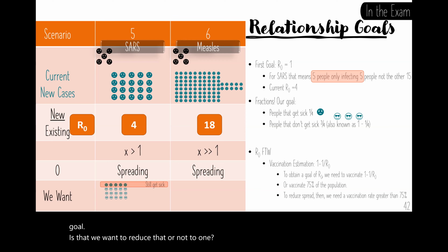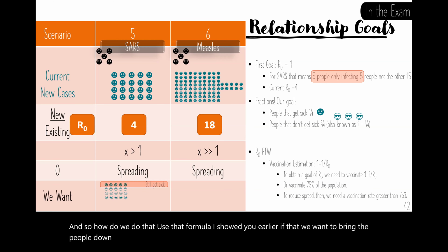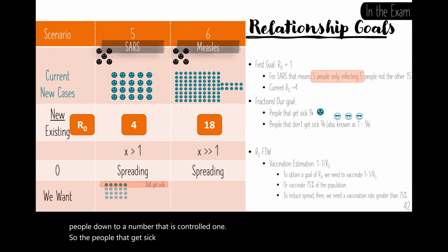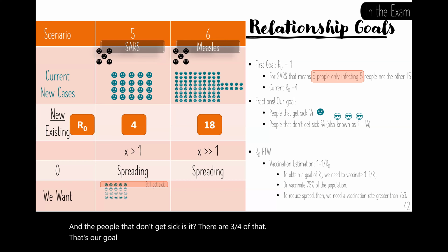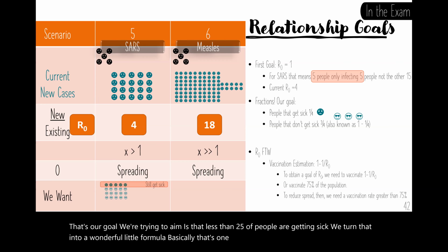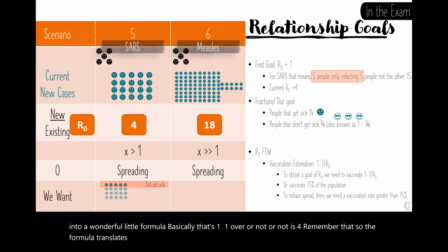And so how do we do that? Let's use that formula I showed you a little bit earlier, where we want to bring the people down to a number that is controllable, 1. So the people that get sick currently is basically 1 in 4. And the people that don't get sick are basically 3/4 of that. If our goal is that less than 25% of people are getting sick, we turn that into a wonderful little formula. Basically, that's 1 minus 1 over R naught. Our R naught is 4, remember that. So the formula translates into 1 minus 1 over 4. That's the R naught value that we have over here.